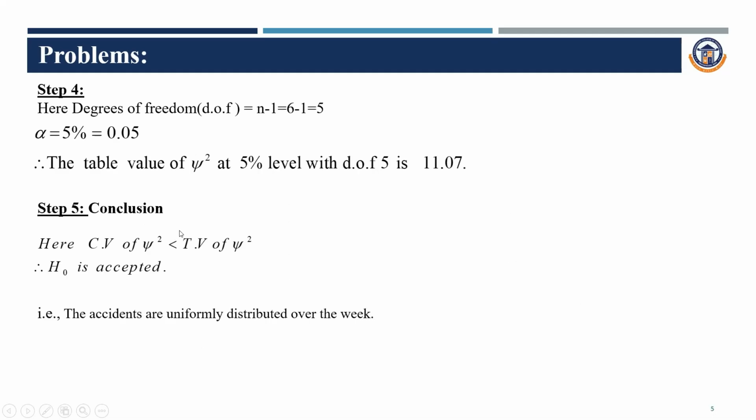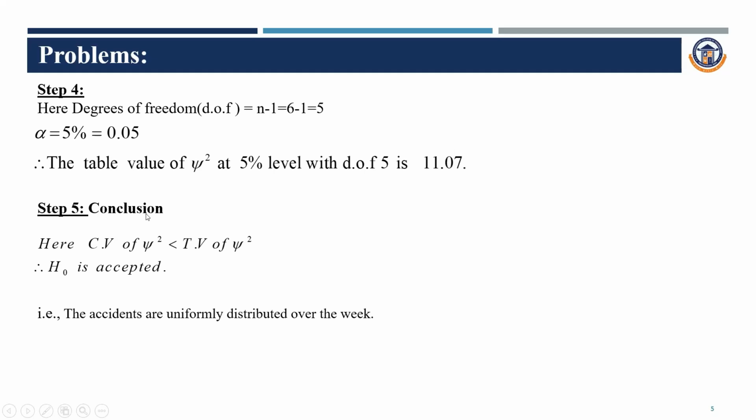After finding the calculated value, we move to step 4. Here, the degrees of freedom is n minus 1, where n means number of data. So 6 minus 1 is equal to 5. The level of significance alpha at 5% is 0.05. Now we write the table value of chi-square at 5% level with degrees of freedom 5, which is 11.07. We take this 11.07 from the chi-square table.